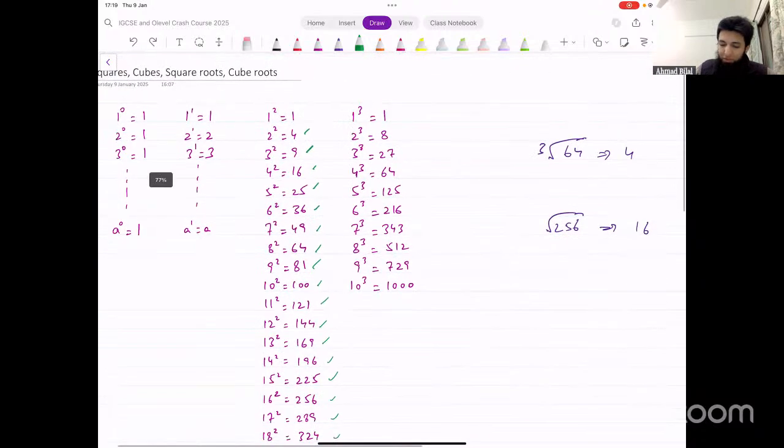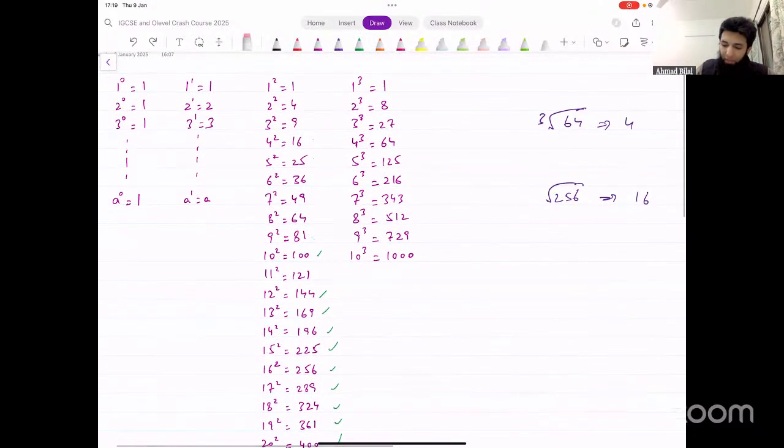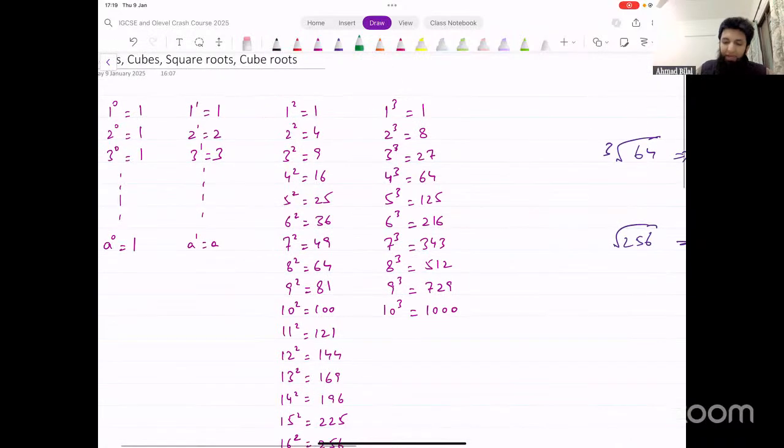And then in cubes, at least you should remember up to 5, at least. But ideally, you can do up to 10 as well. There's just a few after that, just 4 or 5 numbers. You can remember them as well.